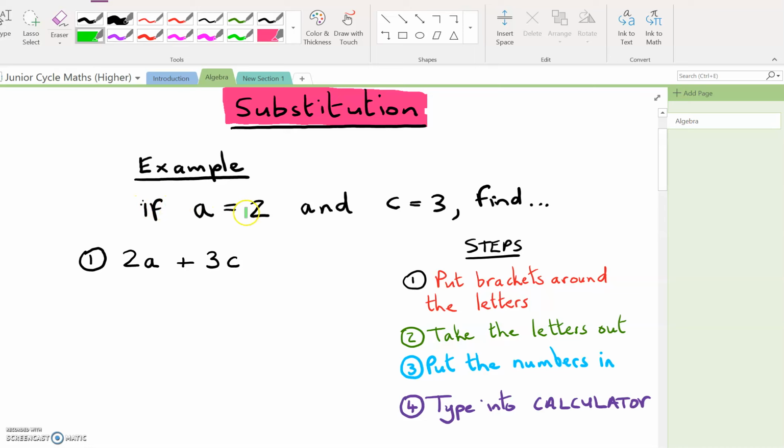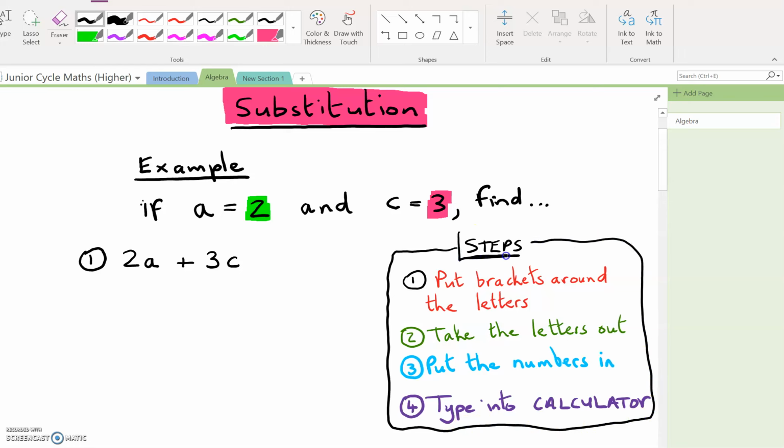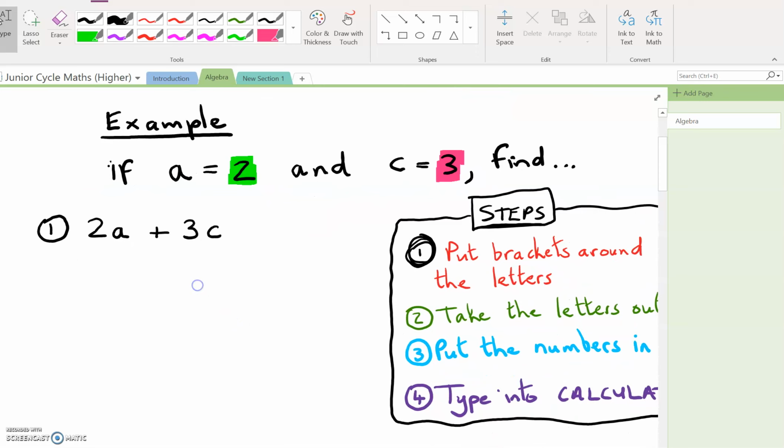So let's start off by looking at this example here. If A is equal to 2 and C is equal to 3, find 2A plus 3C. How to do this is over on the right in this little box that says the steps. The first thing we have to do is put brackets around the letters. So we have an A and a C, and we put a bracket around A and a bracket around C.